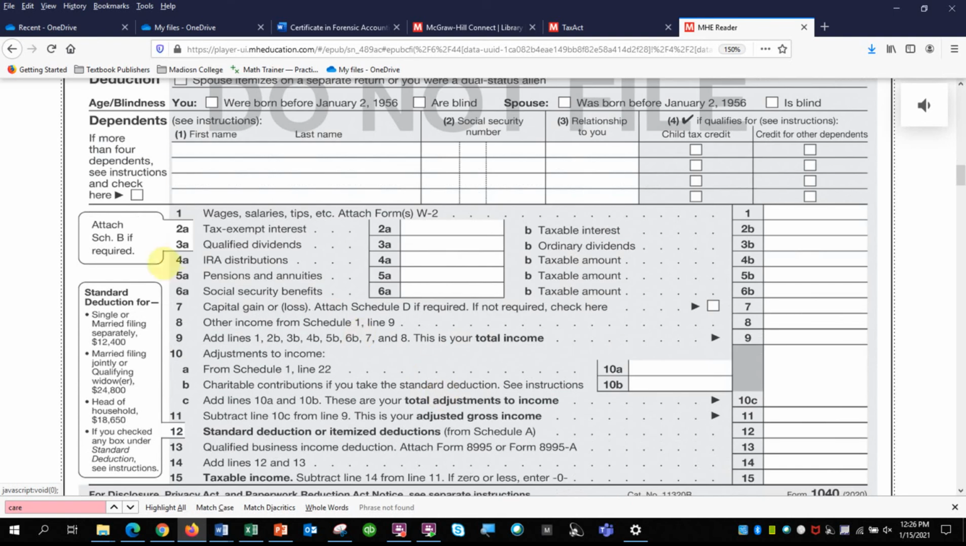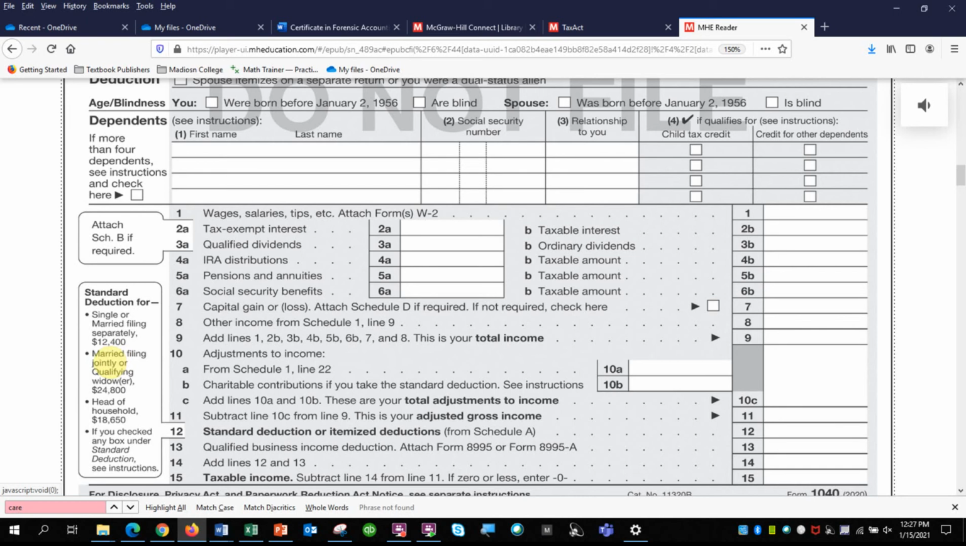And then on line 1, you'll enter your gross income. And we're going to be breaking down each of these line items in the chapters ahead. So we're going to be talking about each of these areas as we move forward in this course. Please note the importance of these sidebars, of these notes in the left margin here, because they're very important in helping us to complete our tax return.